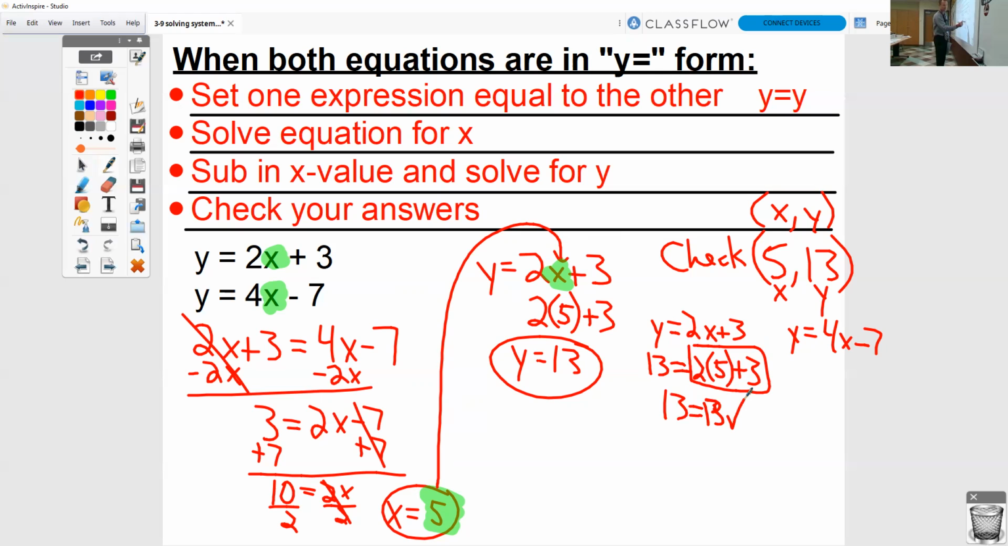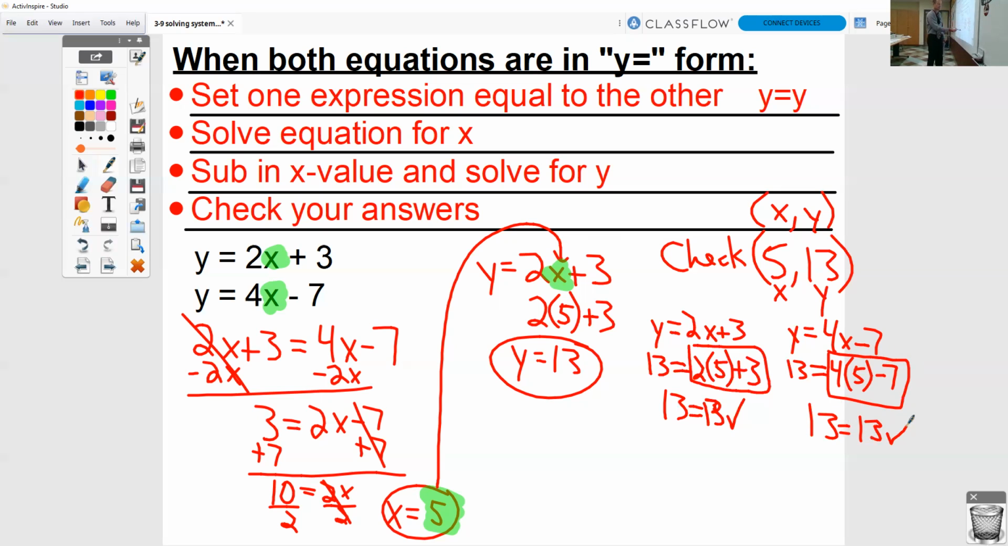Now we got to check the other one. So instead of y equals, I have 13 equals. Instead of 4 times x, I have 4 times 5 minus 7. Again, you could type that right into the calculator. That would be 20 minus 7 is 13. So 13 equals 13. It checks.